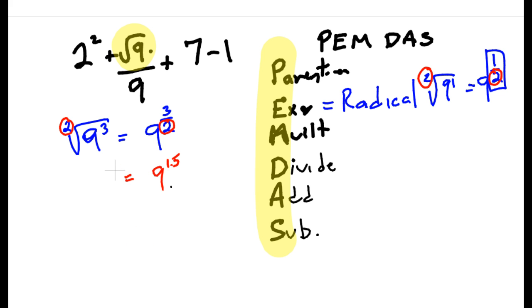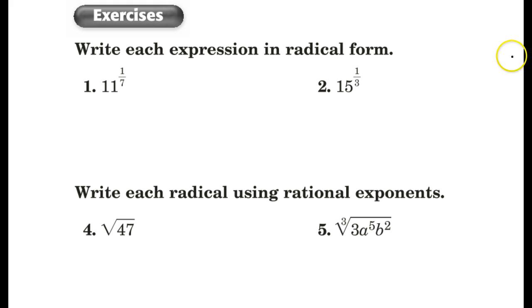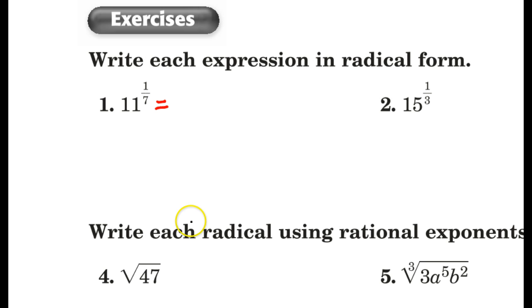Alright, so that's really the purpose of all this, just knowing that we can write any radical as an exponent and vice versa, and we can convert it as needed. Okay. So let's go back and do a few together. Express as radical form. So convert to a radical. We know it's 11. So 7, what do we do with that? Is that on the inside or the outside? Outside. Yeah.